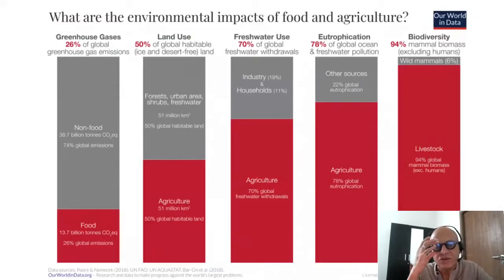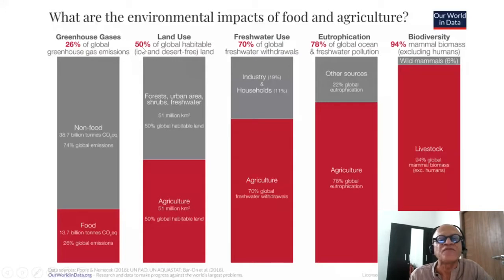So the net effect is to then go back to the food and agricultural system and try to see what are the environmental impacts. So we are looking here at greenhouse gases, land use, freshwater use, eutrophication, and biodiversity. So food industry: 13.7 billion tons of CO2 equivalent, 26% of the global emissions from food and agriculture. Non-food: 38.7 billion tons of CO2 equivalent, that is 74% of the global emissions.